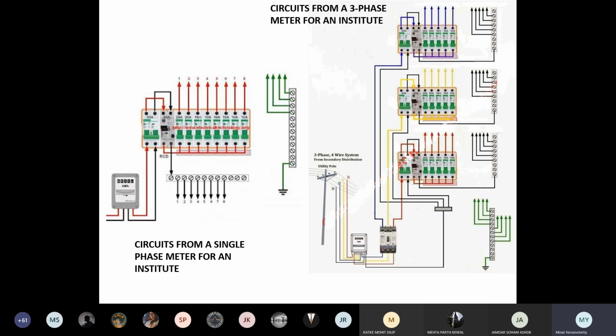Now let's look at this. Coming from the feeder pillar, till the feeder pillar the same thing happens, for the house and for the institution also. From the feeder pillar you have one line coming in. One line coming in. Will you have a cutout here?